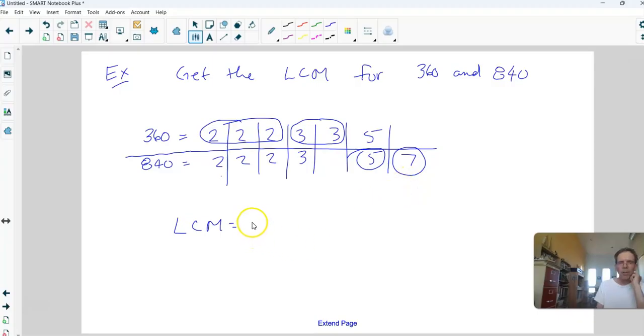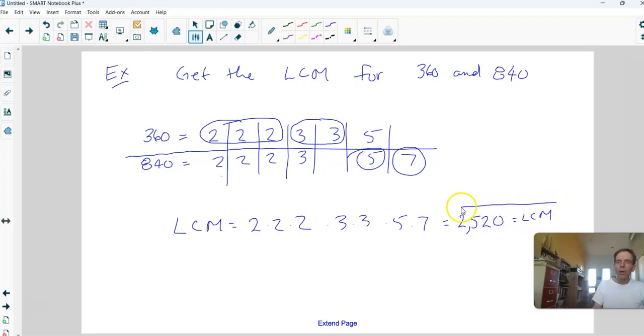And what's the least common multiple? We just multiply what's in the circles. We got 3 2s, we got 2 3s, we have a 5 and a 7. And the number you get when you multiply all that out is 2,520. So that's the LCM for the numbers 360 and 840.